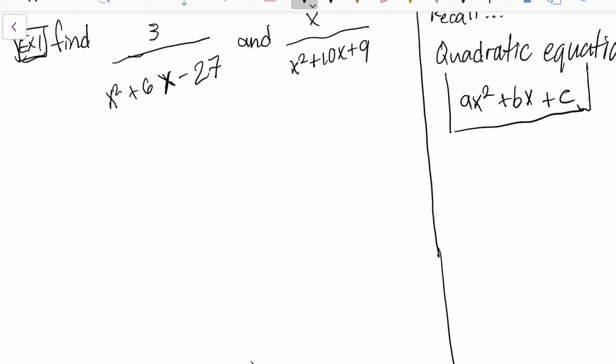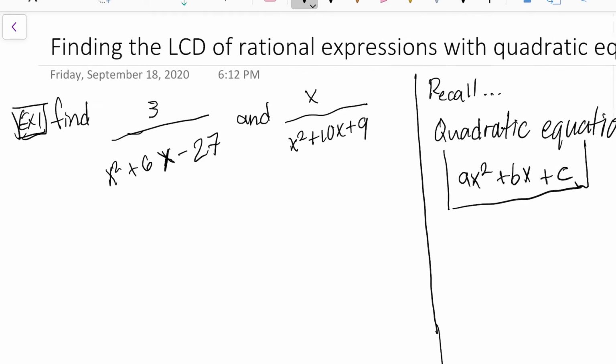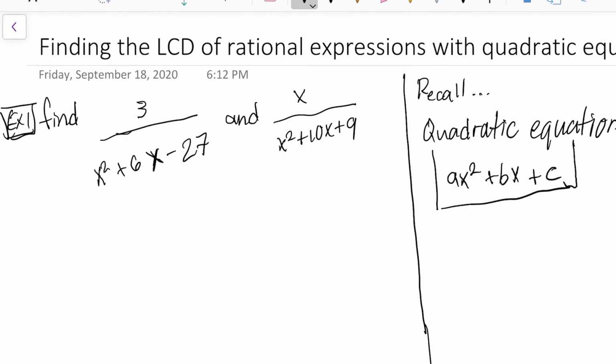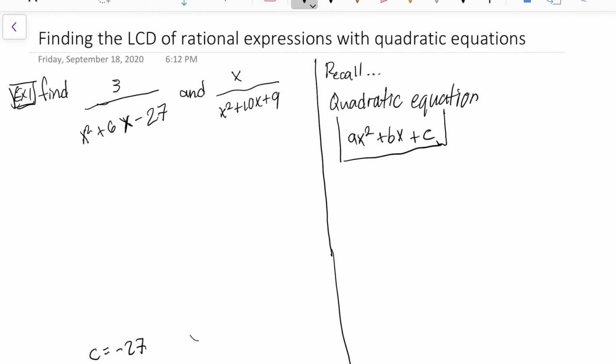Alright, aloha everyone. So for today's lesson, we will be talking about finding the LCD of rational expressions with quadratic equations. And just to recall and make sure that you are familiar with what a quadratic equation looks like, it looks like this. An equation with ax squared plus bx plus c, and we will also be using factorization in order to find the LCD of these kinds of rational equations.